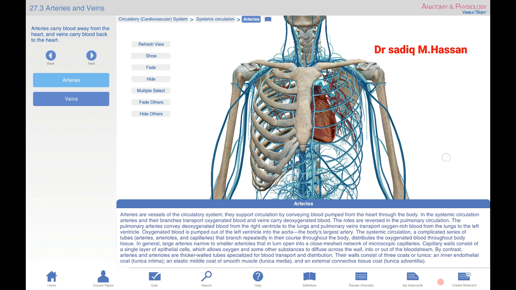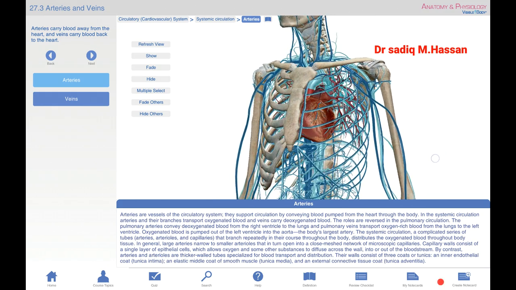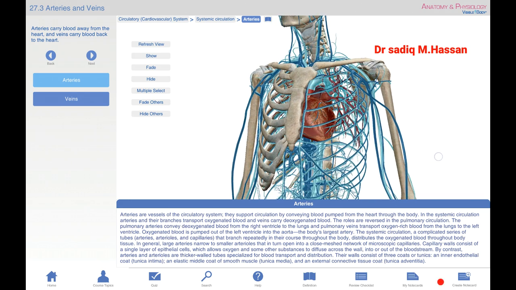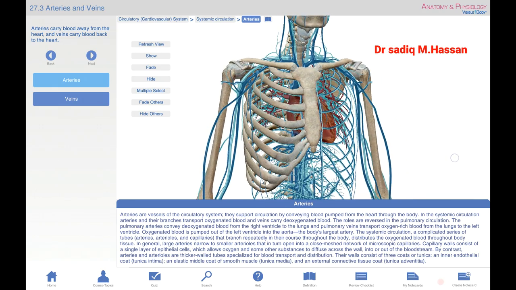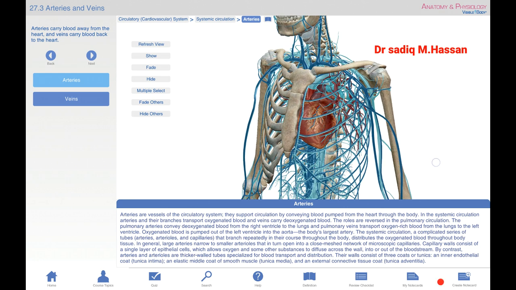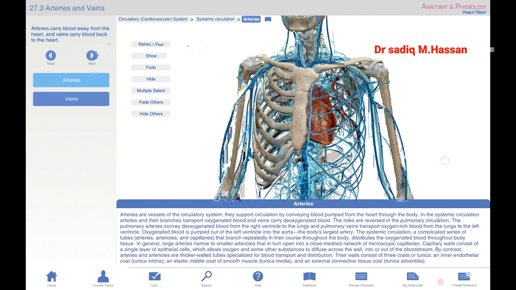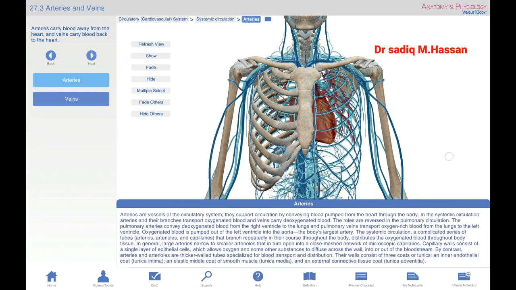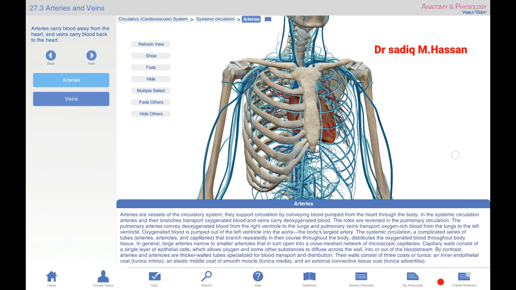How is that? The pulmonary arteries convey deoxygenated blood from the right ventricle to the lungs, and the pulmonary veins transport oxygen-rich blood from the lungs to the heart. Oxygenated blood is pumped out of the left ventricle into the aorta. What is the aorta? The aorta is the body's largest artery. The systemic circulation is a complicated series of tubes. What are these? Arteries, arterioles, and capillaries that branch repeatedly in their course throughout the body and distribute oxygenated blood to body tissues.